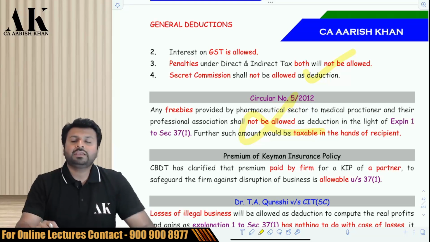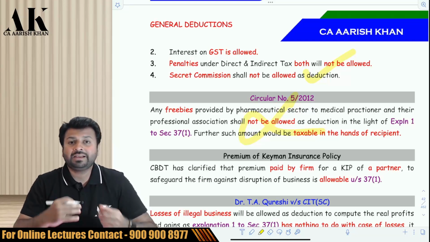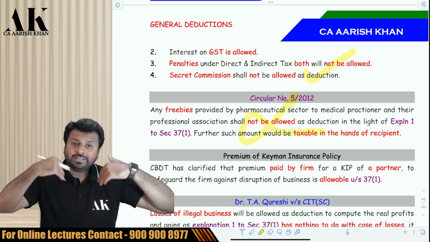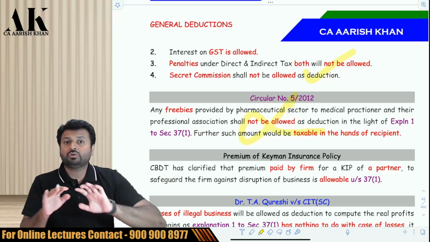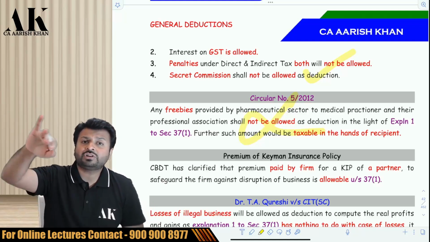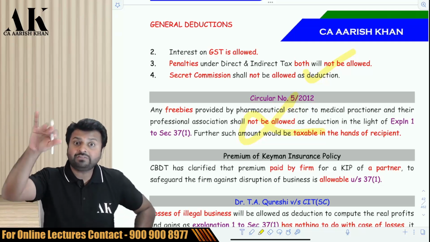Whether the deduction of a key man insurance policy is allowed as deduction. If I make a payment for a key man insurance policy, whether that premium will be allowed as deduction, the answer is yes. The question is not about this. The question is, if a partnership firm makes a payment of key man insurance policy premium for the partner, whether that will be allowed as deduction.